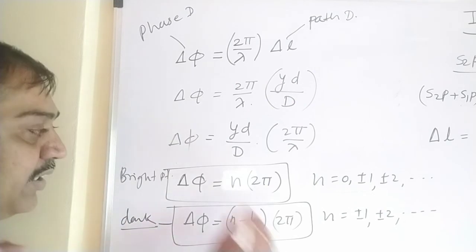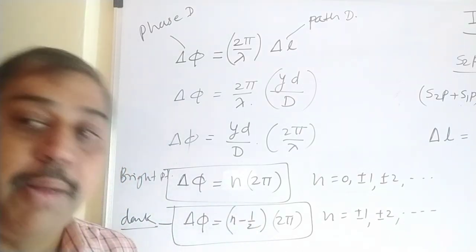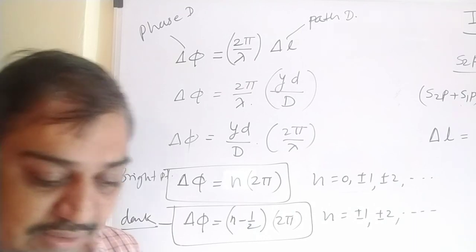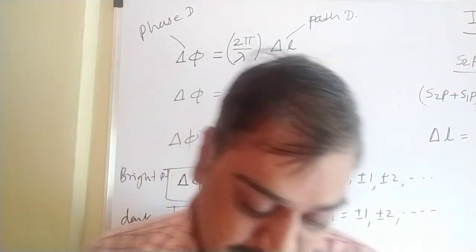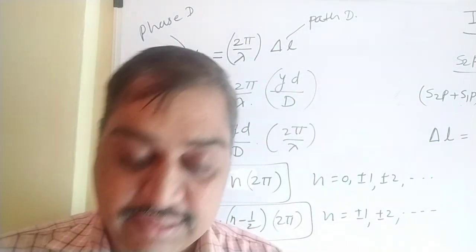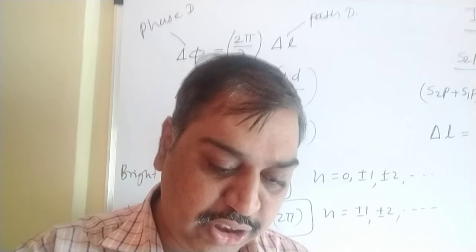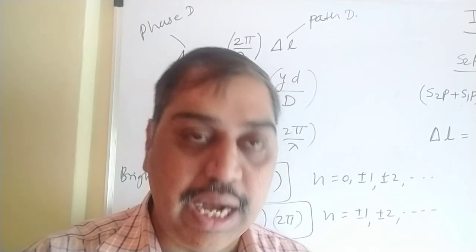So these are the conditions for phase difference. Initially we found the condition for path difference, and in this fashion we have seen constructive interference. Now the intensity distribution remains. I think the video is already very long, so we will take the intensity distribution in the next period and start the next video.